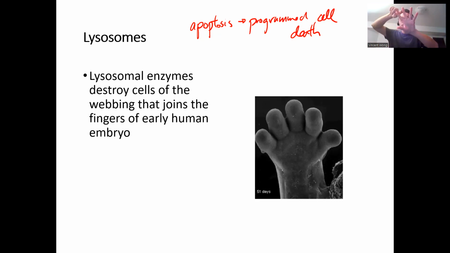So we want the cells between the fingers to die off, right? And that's when the lysosome will be useful. It triggers apoptosis in those cells. So the cells in the web die off, the web is gone, and then we have free moving fingers. This is day 51 in the embryo. Can you believe it?